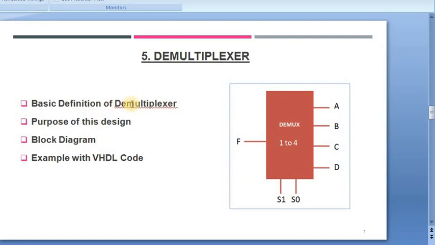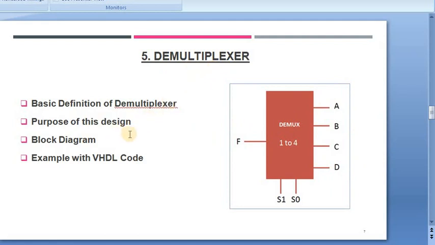The definition says that it is a device that takes a single input line and routes it to one of several output lines. So its action is just the reverse of a multiplexer. Now what is the purpose of this design? The basic purpose of this design is that a demultiplexer is used to connect a single source to multiple destinations. It must be kept in mind that the main application area of a demultiplexer is communication systems.